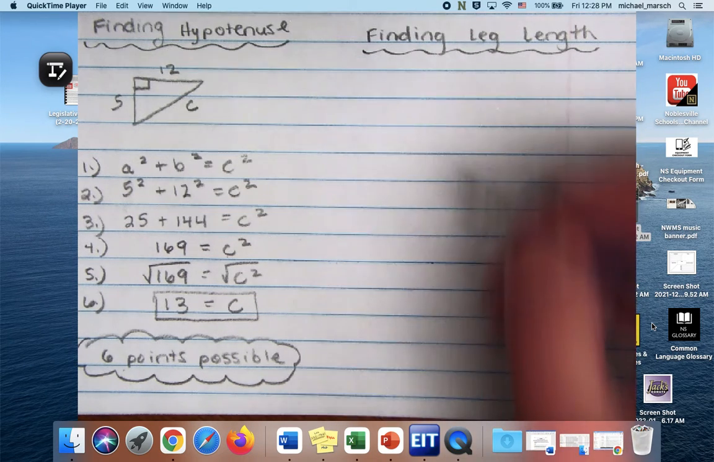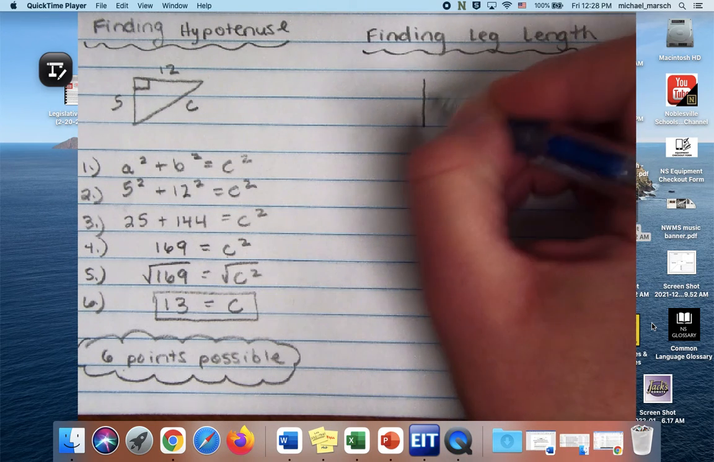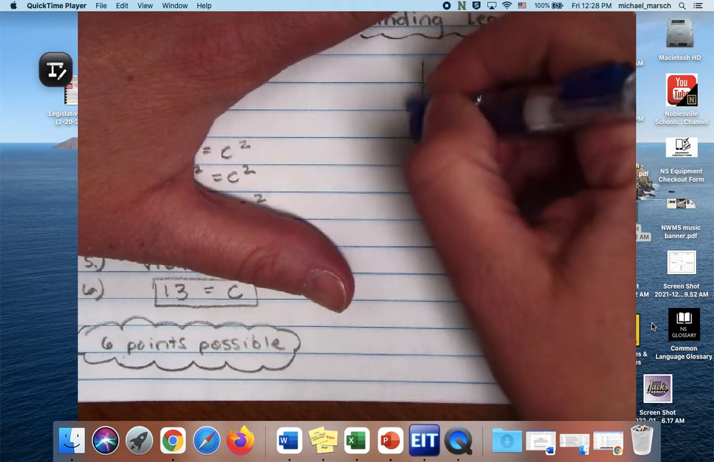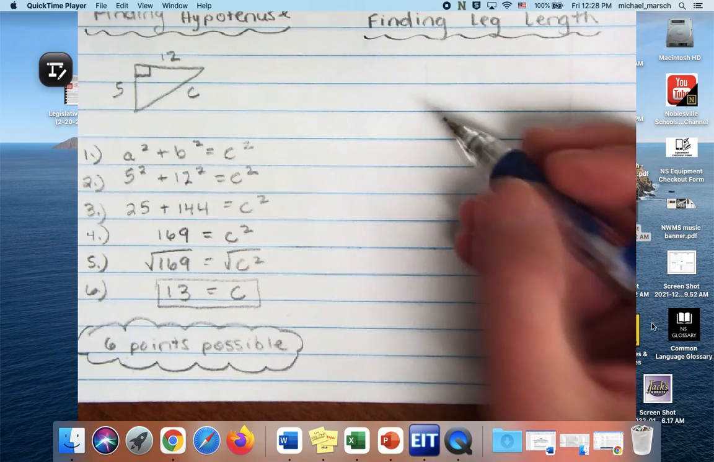Okay. We're going to do this triangle now. Oops. Finding leg. Finding leg length. It's 11.